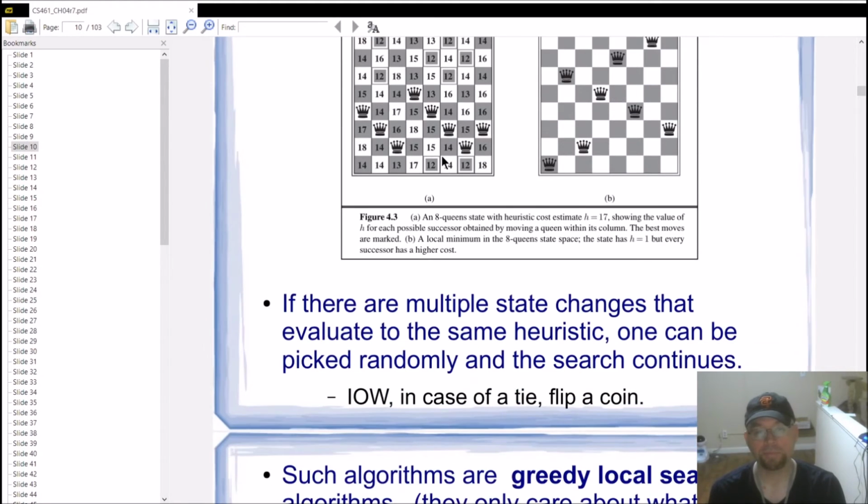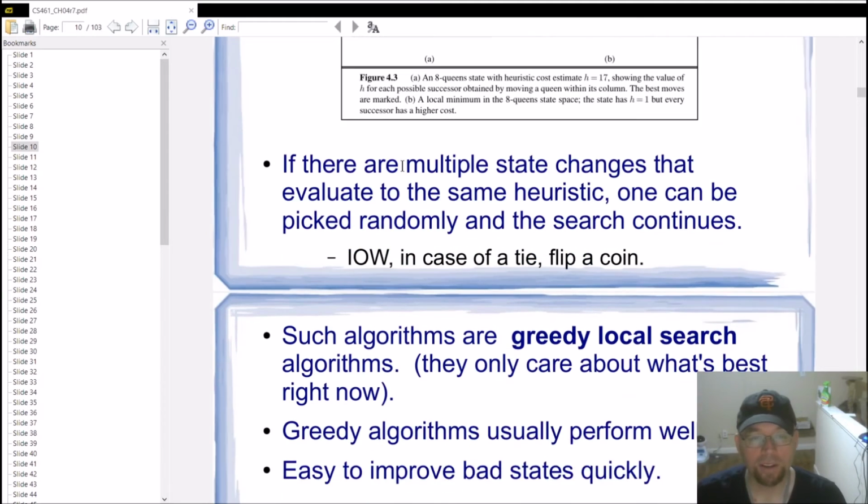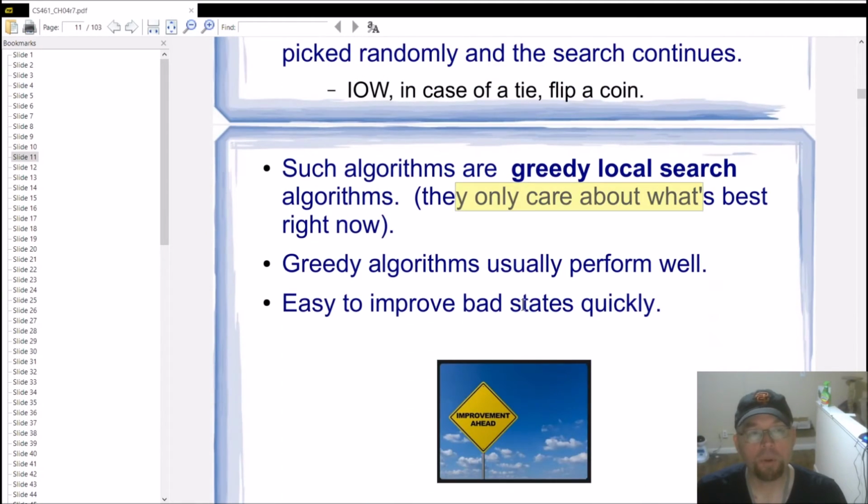Now, how could we get past a shoulder? What if you've got two adjacent nodes that have the same value? Let me step that back. Let's say you're trying to continue on with your search, but 2, 3, 4 successor states have the same value. So which one do you pick? Flip a coin. We only care about what's best right now.